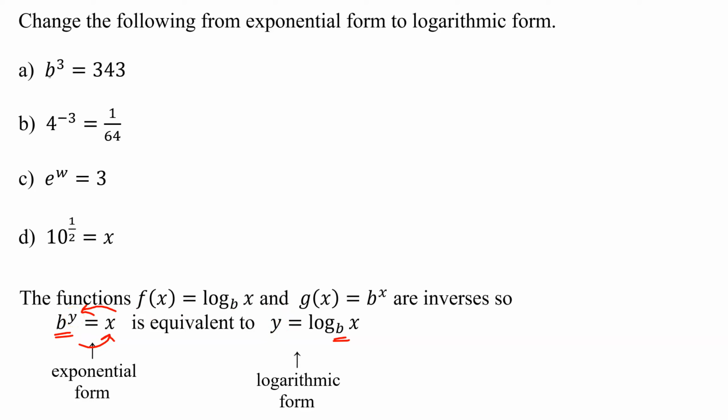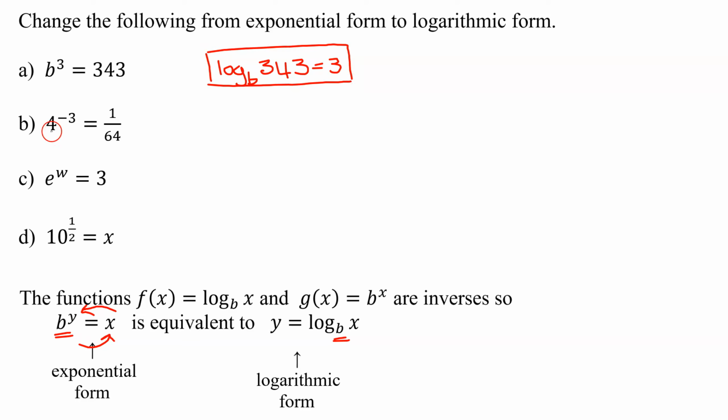So looking at my first example, b cubed equals 343. The base is b of my exponent, so I'm going to have log to the base b of 343 equals the exponent 3. So that is my logarithmic form.